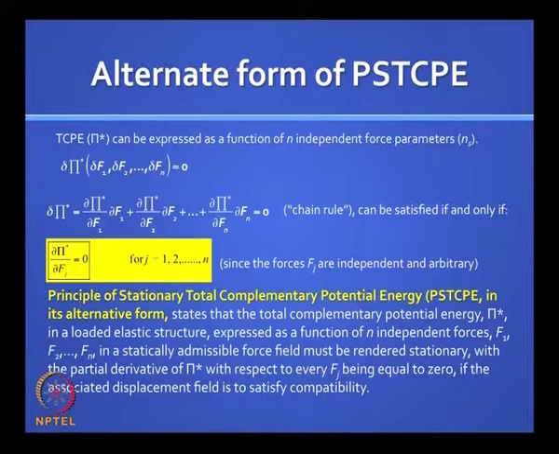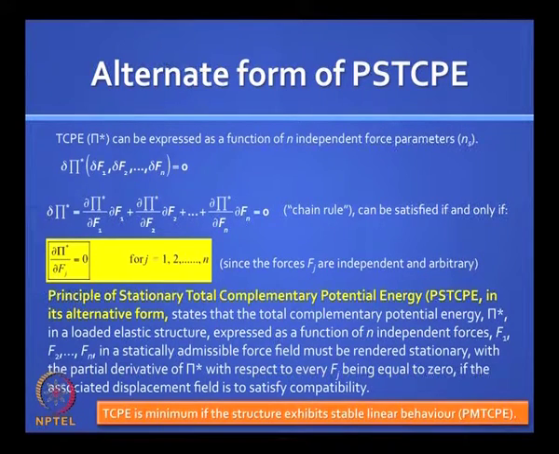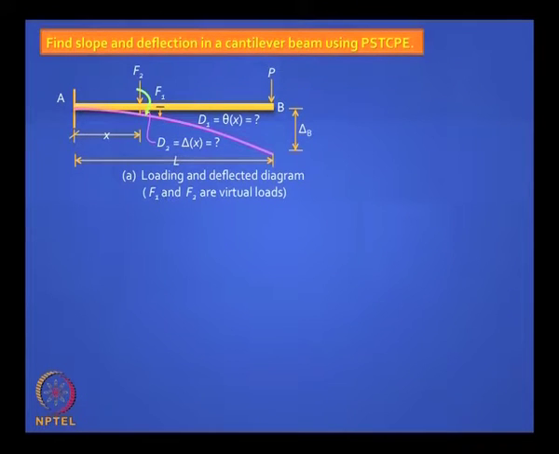Here again, if you are dealing with a stable linear elastic structure, the condition of stationarity reduces to a condition of minimal value of the function here, which is pi star. So in this form it is called PMTCP, that is principle of minimum total complementary potential energy, a mouthful of words, but it is the concept that you need to remember.